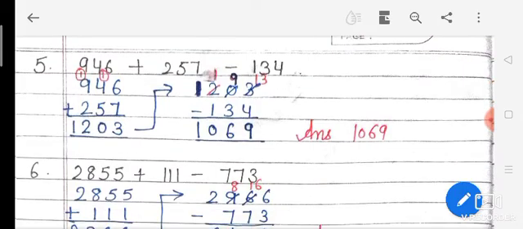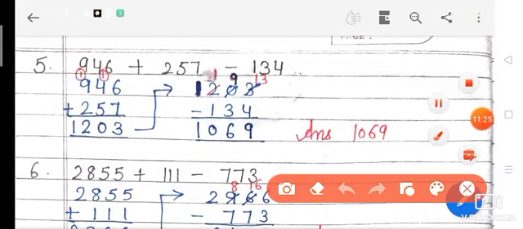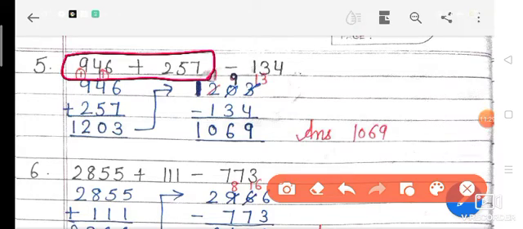Okay, fifth now, see fifth one, 946 plus 257. So 6 plus 7 is 13, 1 carry, 4 plus 5, 9 plus 1, 10, 0 down 1 carry, 9 plus 2 is 11 plus 1, 12. So here you will take this number, okay, 1203 minus 134.